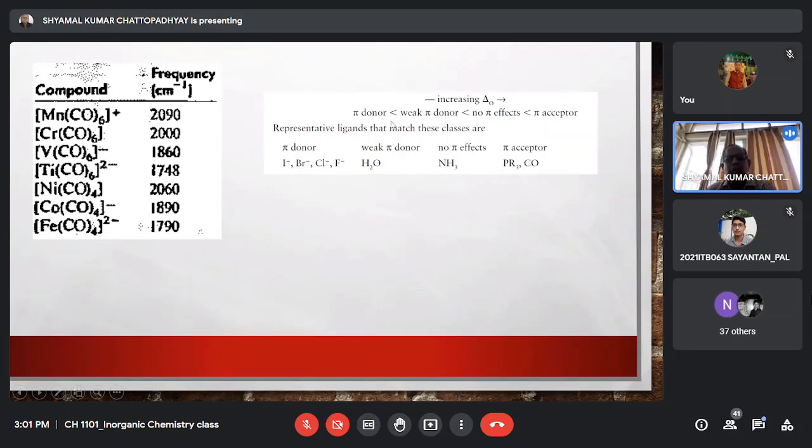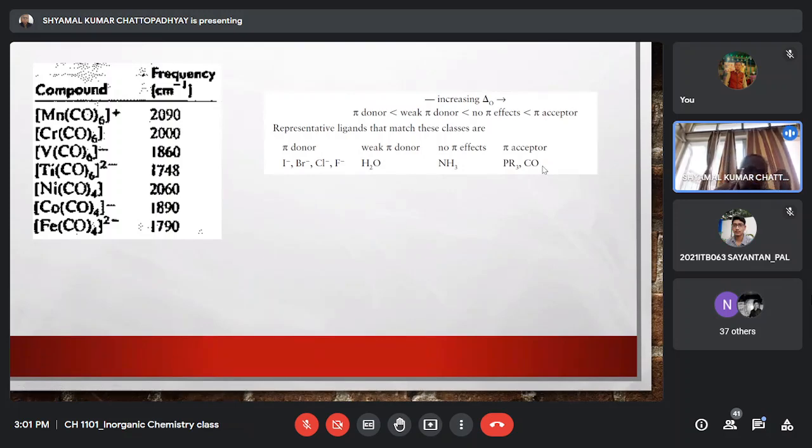So pi donor ligands have a very low delta O value. Weak pi donors or no pi effects will have an intermediate delta O value, and very strong pi acceptor ligands will increase the crystal field like this.